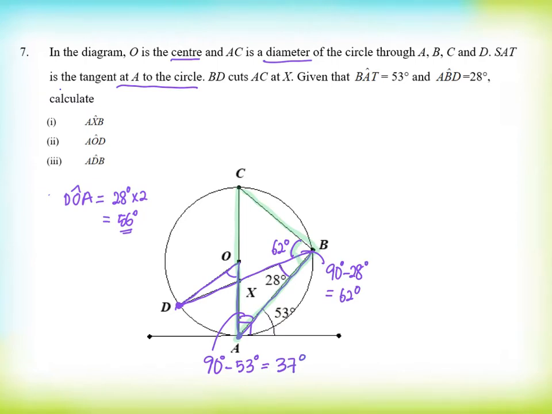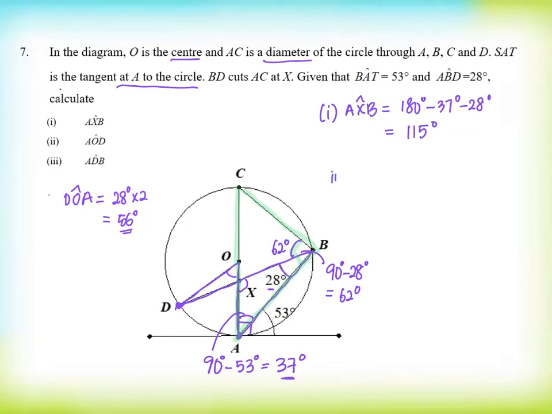Now we have found basically some of the answers that we can get. Let us answer the question one by one. Part 1. Find the angle AXB. In order to find the angle AXB, I've gotten this number to be 37 and this is 28. So angle AXB will be 180 minus 37 minus 28. That gives me an answer of 115.